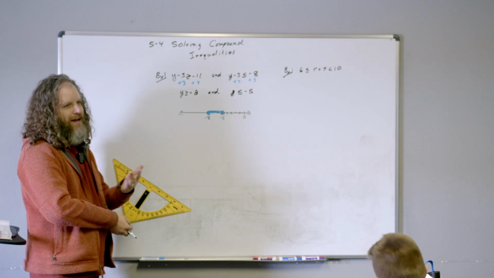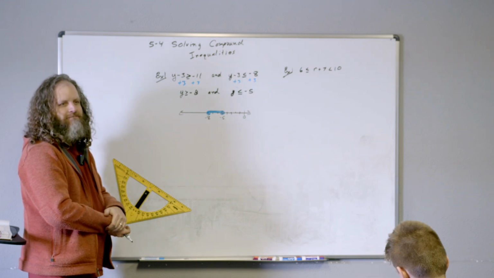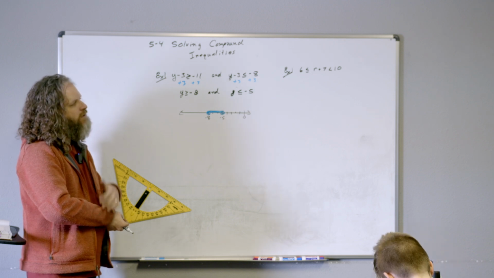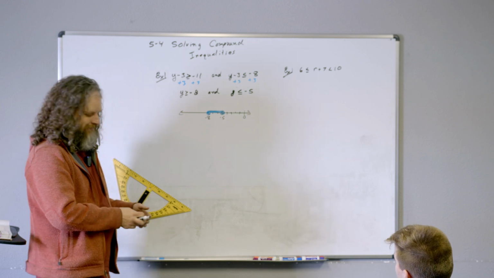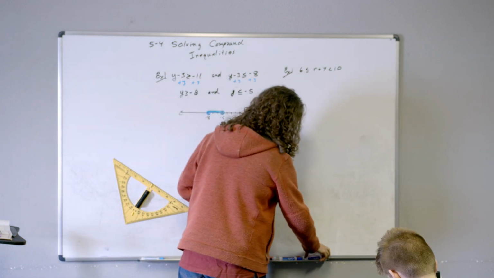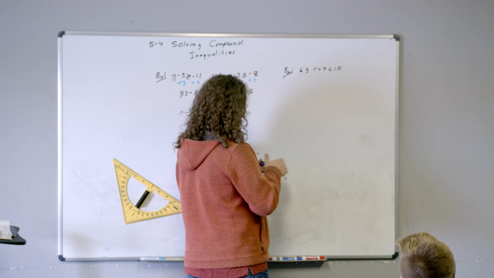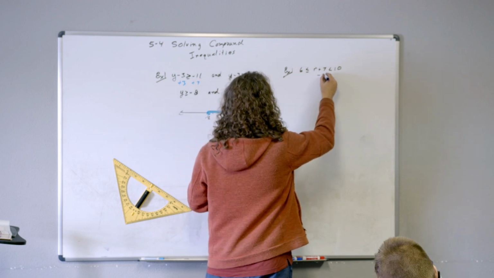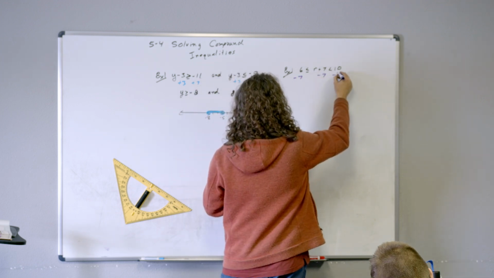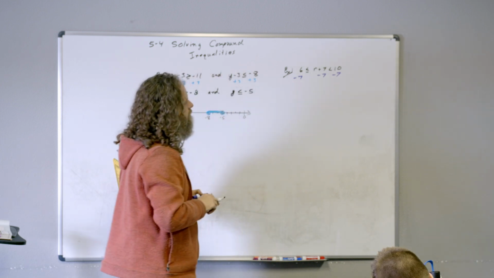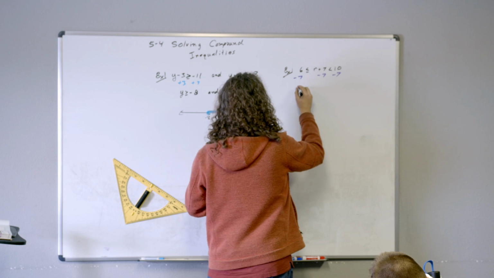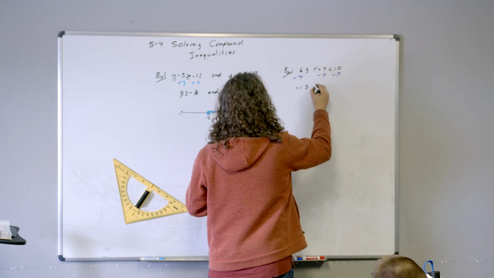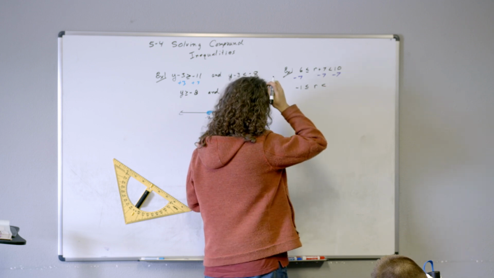So normally we would add 7 to both sides, right? To get it off of the r. We're going to do the exact same thing. We're going to add 7 to all 3 sides. Minus 7. Yeah, that's what I meant. And subtract 7, subtract 7, subtract 7. What's 6 minus 7? Negative 1. Negative 1. And then 10 minus 7 is 3.